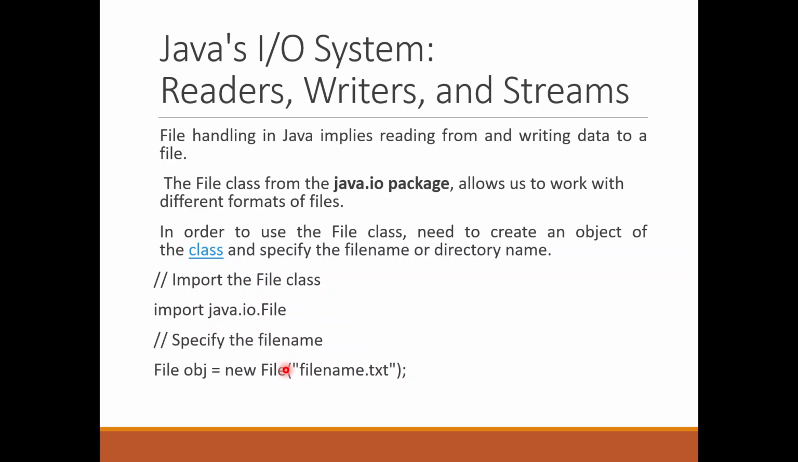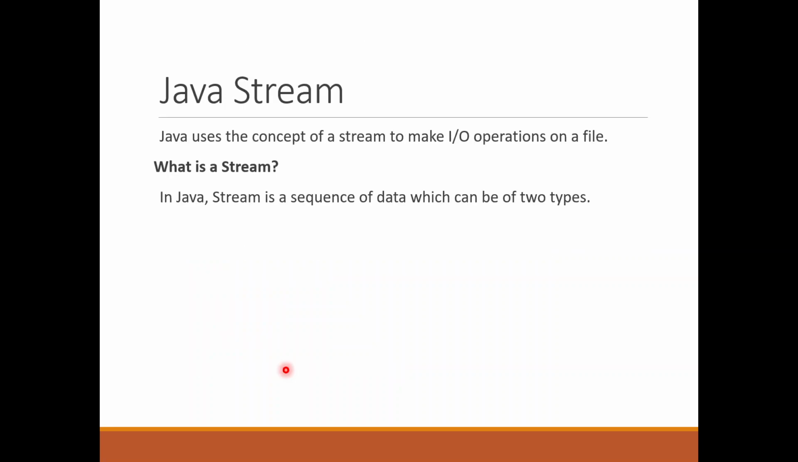So we have created one obj as an object, and this obj object belongs to class File, and now henceforth you can start working on filename.txt, which is available in the obj object. So henceforth you can use obj whenever you want to do some operation on filename.txt. So this is a very basic step of how to create an object of a class.